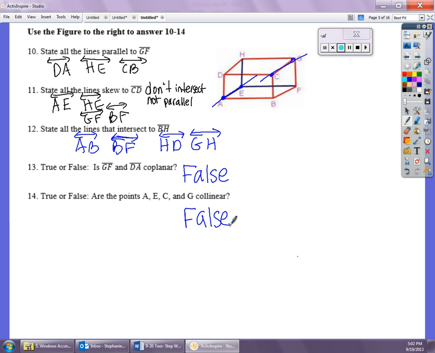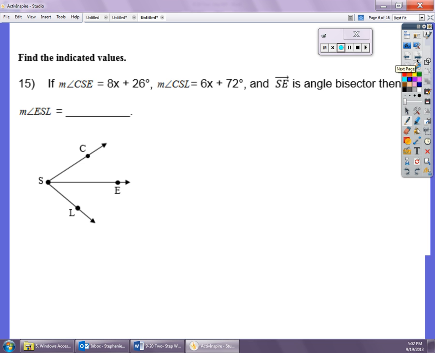Alright, so that's 1 to 14. Look at that. We're already done with 14 questions. Just 3 more to go. Alright, this next one is talking about angle bisectors.